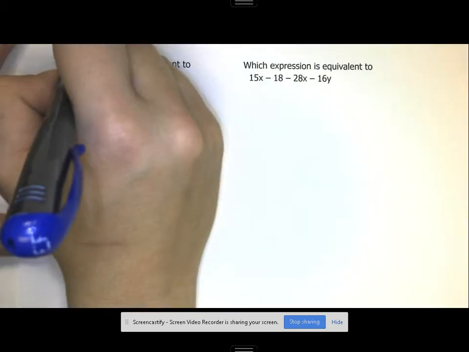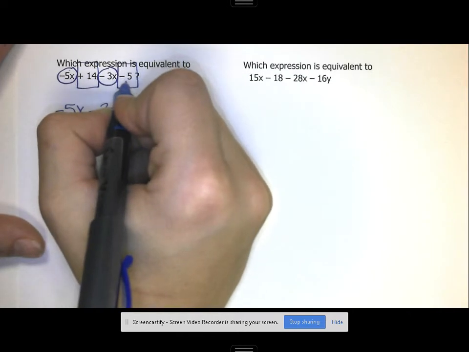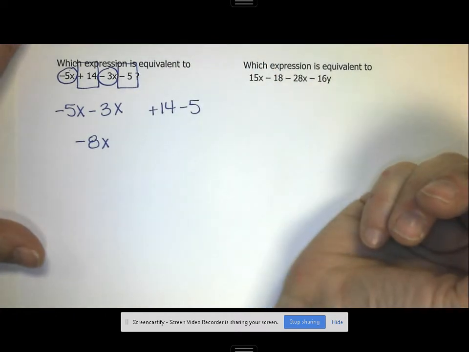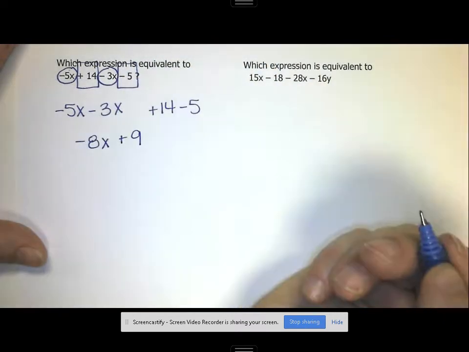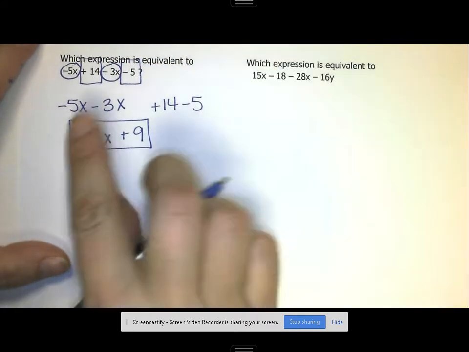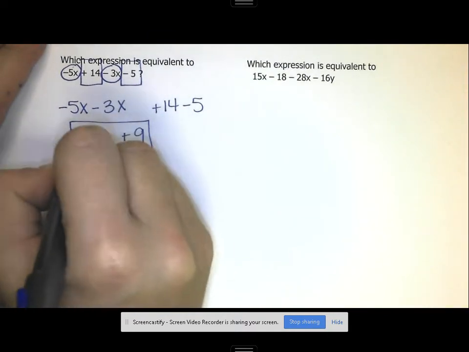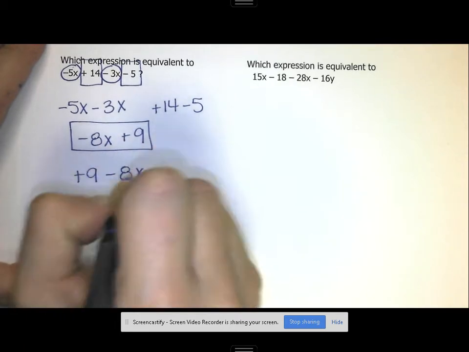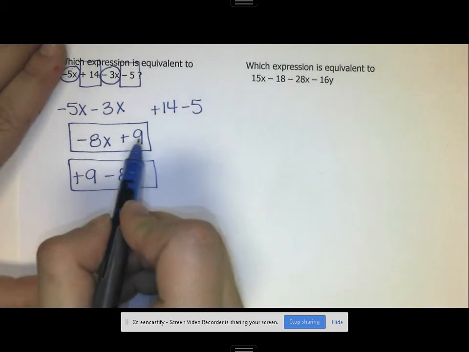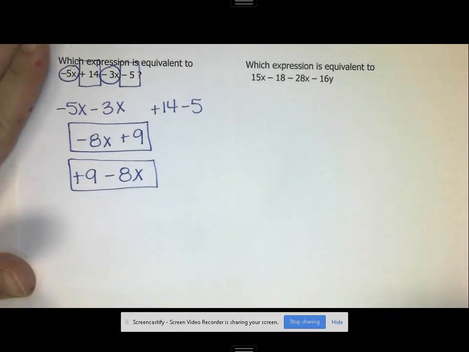Then I can combine the two constants. Now, remember, this isn't just 5, this is negative 5. So this is positive 14 minus 5, or negative 5, and I get positive 9. So my expression, when I simplify it, is negative 8x plus 9. Now, because of the commutative property, I can also write this as positive 9 minus 8x. So either of these answers would have been correct, because the positive is with the 9 and the negative is with the 8x. Okay, last one.